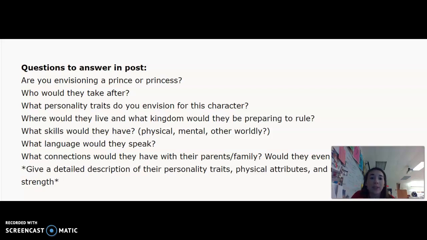What skills would they have, physical, mental, or otherworldly? What language would they speak? What connections would they have with their parents and family? Would they even like their parents? Maybe there's a reason and a backstory why they have a vendetta against their parents, but you should give them some kind of character and vision when creating them. Make sure to give them some form of a backstory. Give detailed description of their personality traits, physical attributes, and mental/emotional strength.